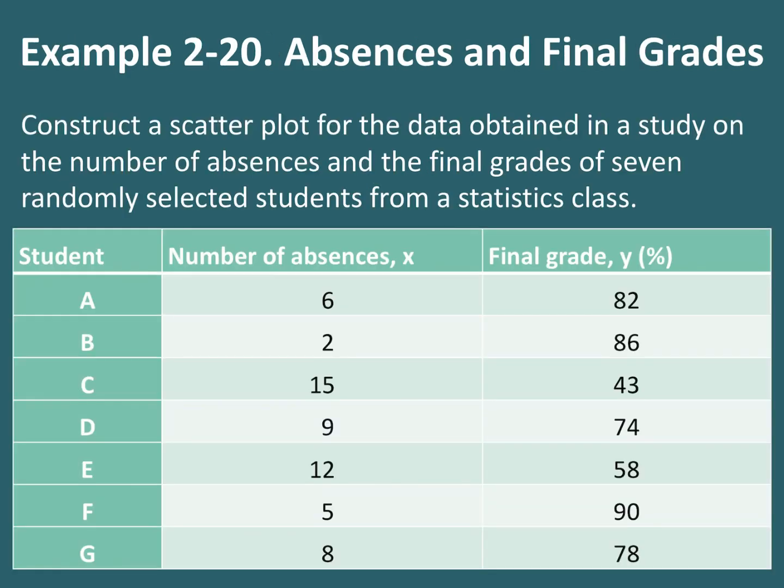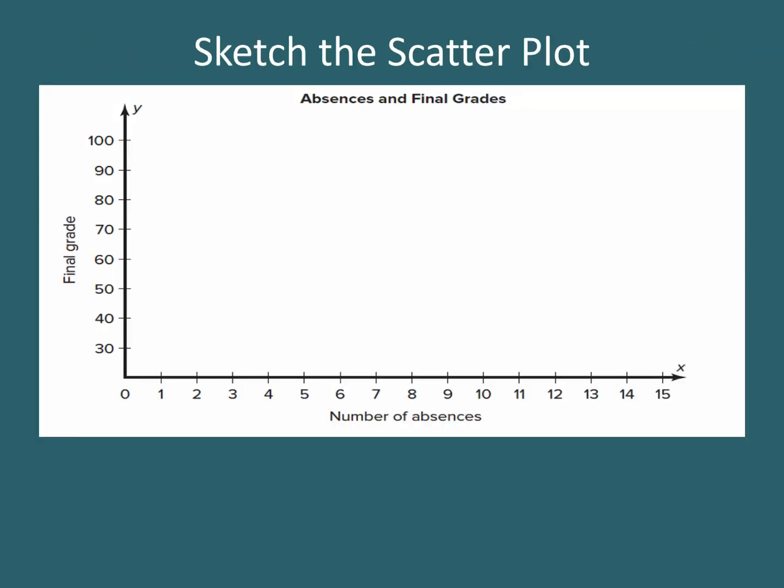So getting right into an example, let's construct a scatter plot for the data obtained in a study on the number of absences and the final grades of 7 randomly selected students from a statistics class. Now, since you have this on your student notes, just follow along. As you can see, I have my x and y axes labeled, and I will go ahead and go in order.